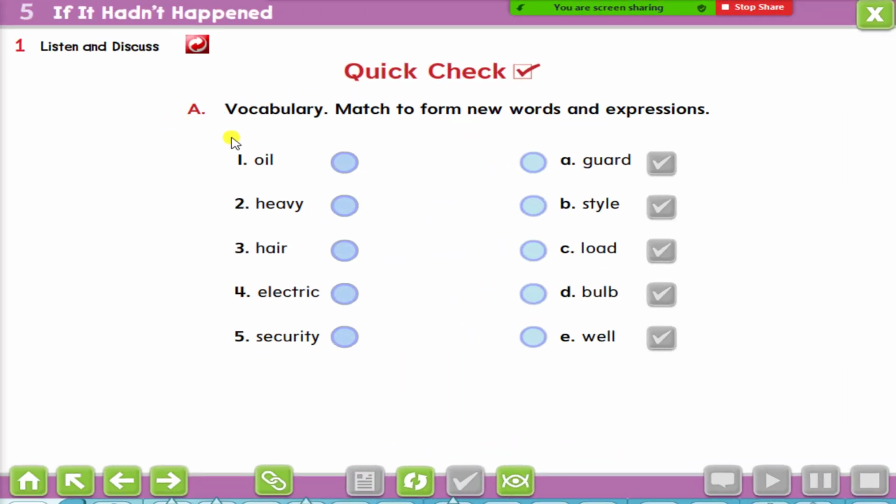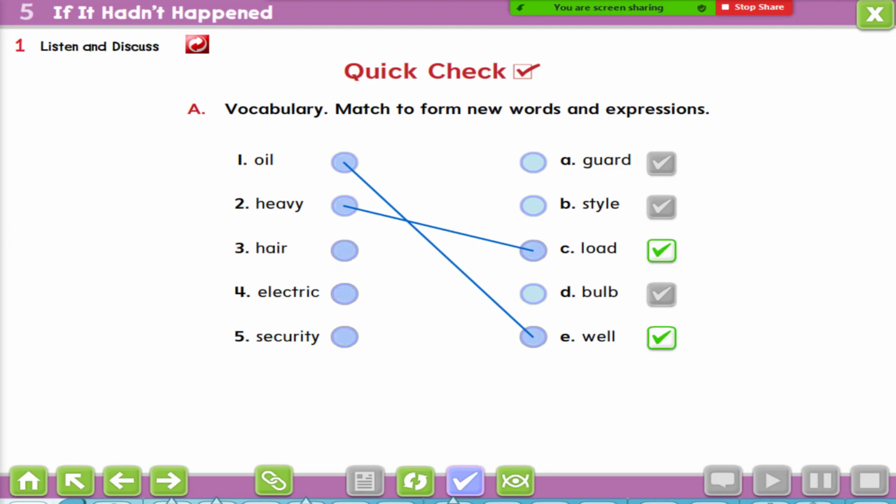Okay, have you marked any of these sentences? Okay, exercise A. Vocabulary: match to form new words and expressions. Number 1. Okay, Abdulaziz. Yes, sir. Oil well. Yeah, very good. Thank you, Abdulaziz. Number 2. Okay, Abdurrahman. Heavy load. Yeah, load means heavy things that people carry.